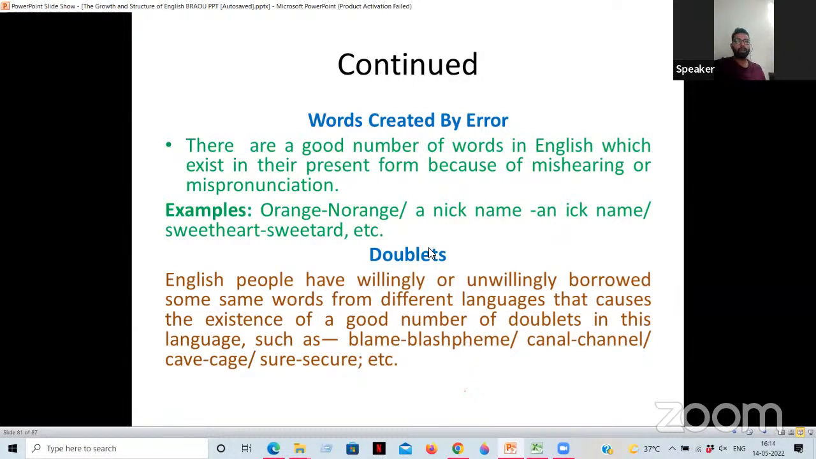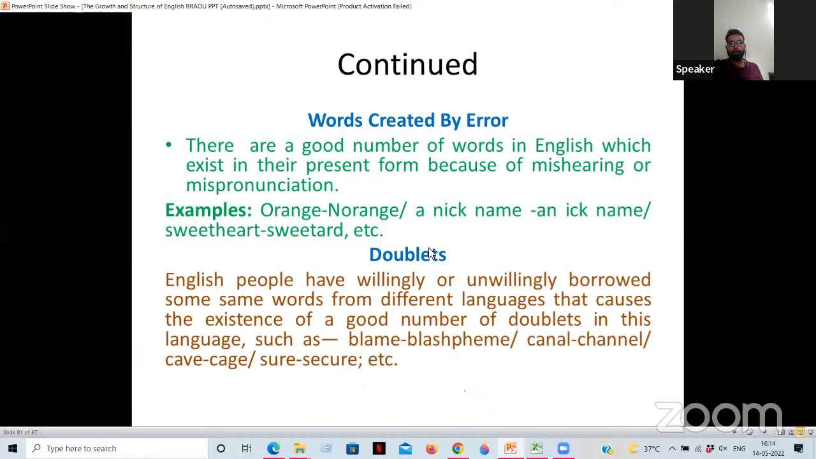As for example, the present word orange was earlier actually a different word, a norange. It was not orange, but due to mishearing it became orange, and now we only use orange. If you see the etymology of a word, that is the source and origin of a word, you will get to know that there is a similarity between this English orange, narangi, and nimbu. So it has that root, but through mispronunciation and misunderstanding, it has become orange, and now we use it as orange.